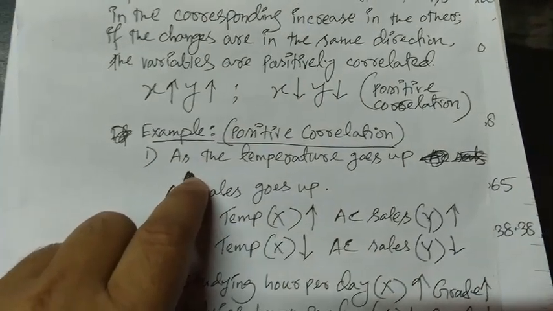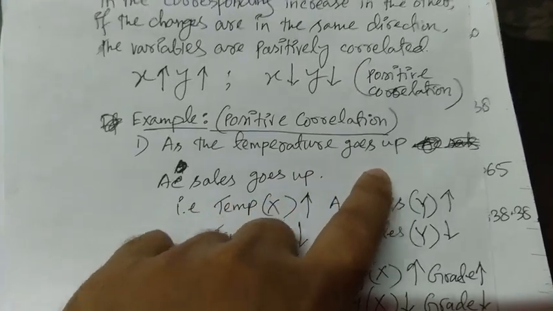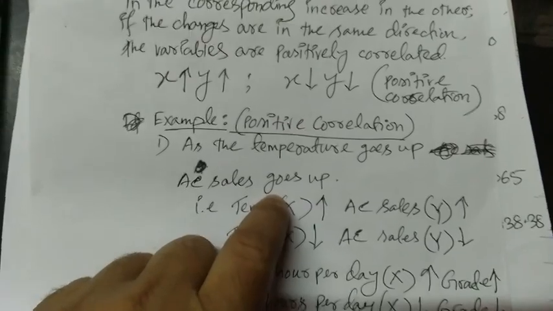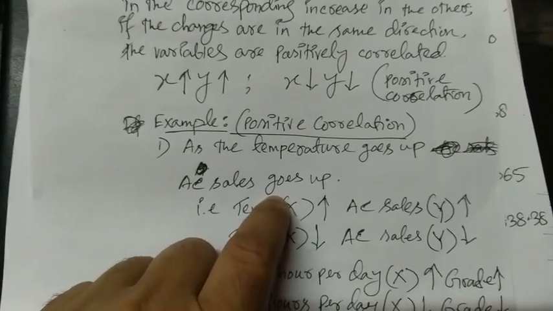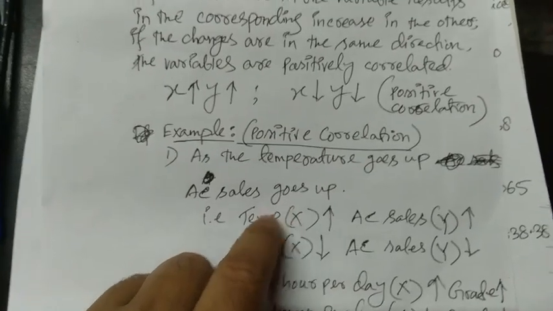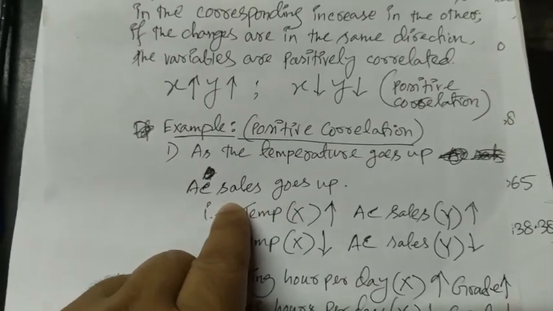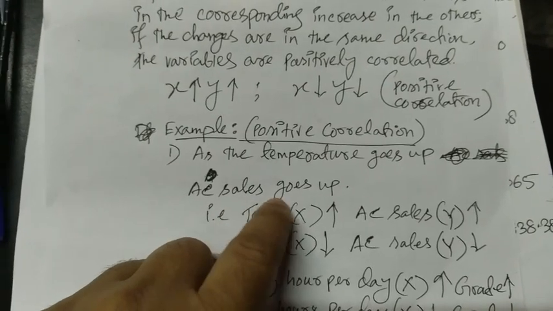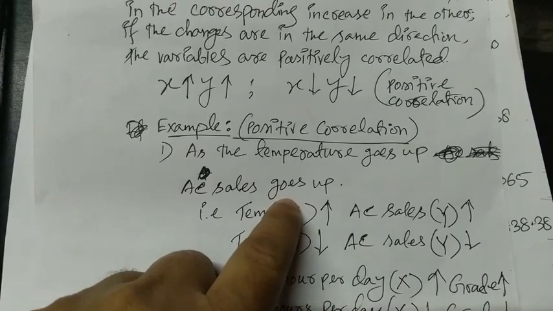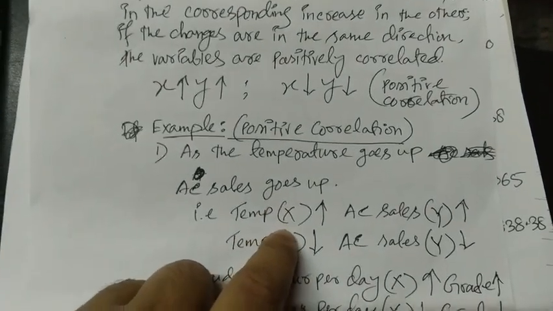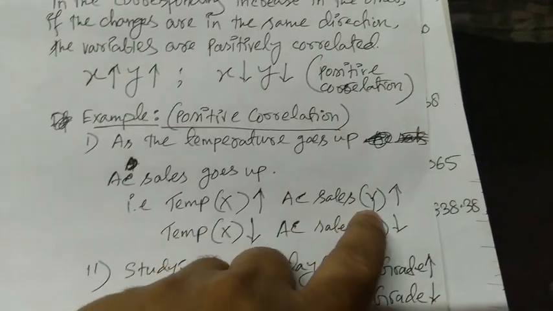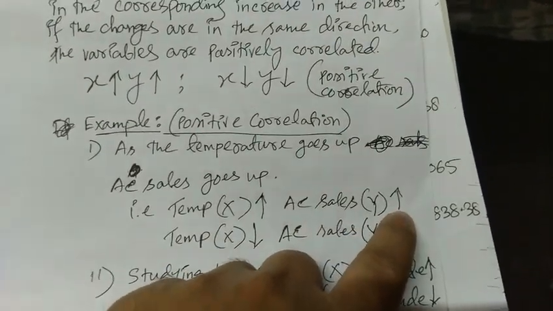So, an example of positive correlation: as the temperature goes up, air conditioner sales also go up, because if the temperature goes up, we are getting warm, we are getting heat. We will need more air conditioning, and for this air conditioner sales will go up. If we consider temperature as the x variable, if temperature goes up, air conditioner sales, the y variable, will also go up.